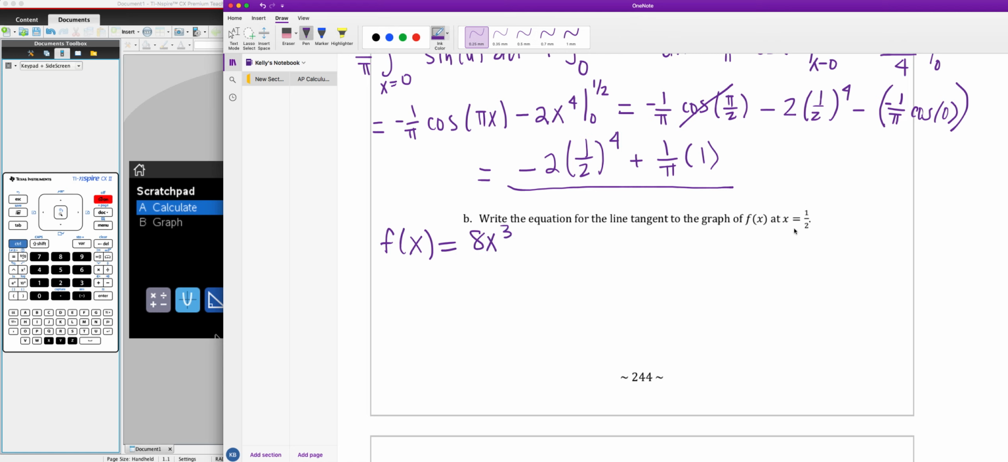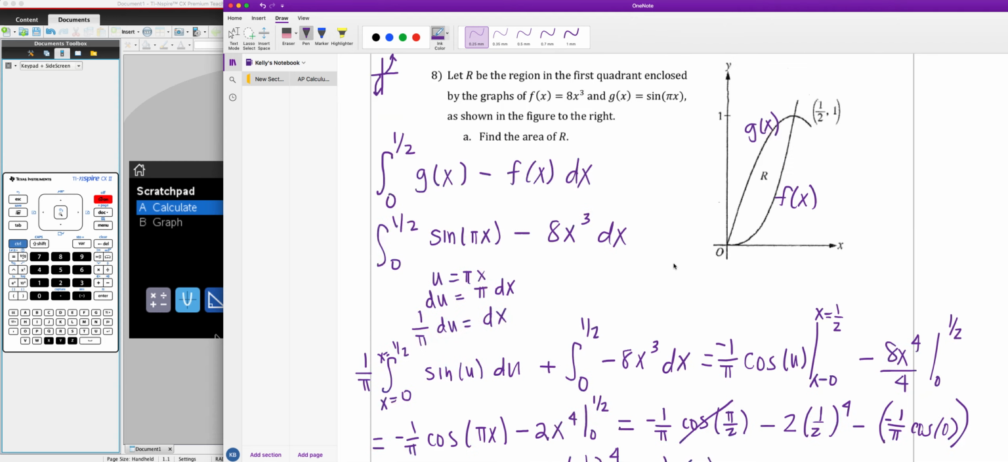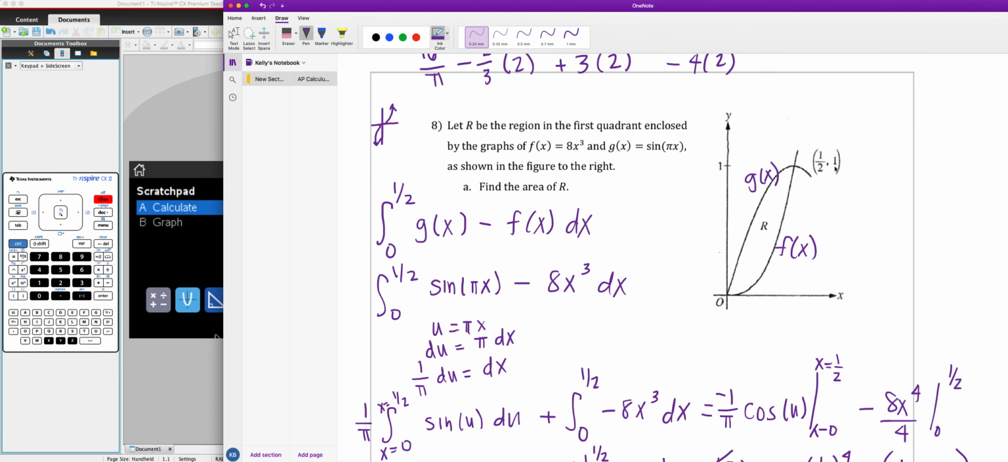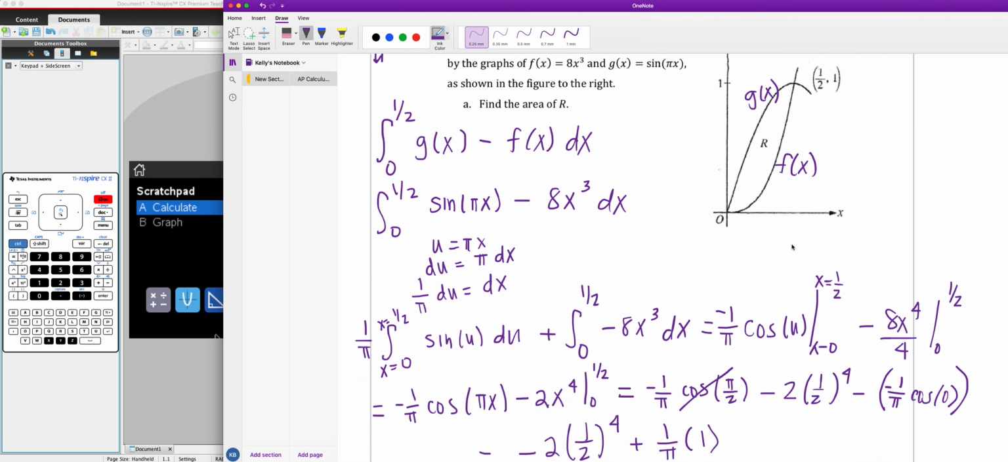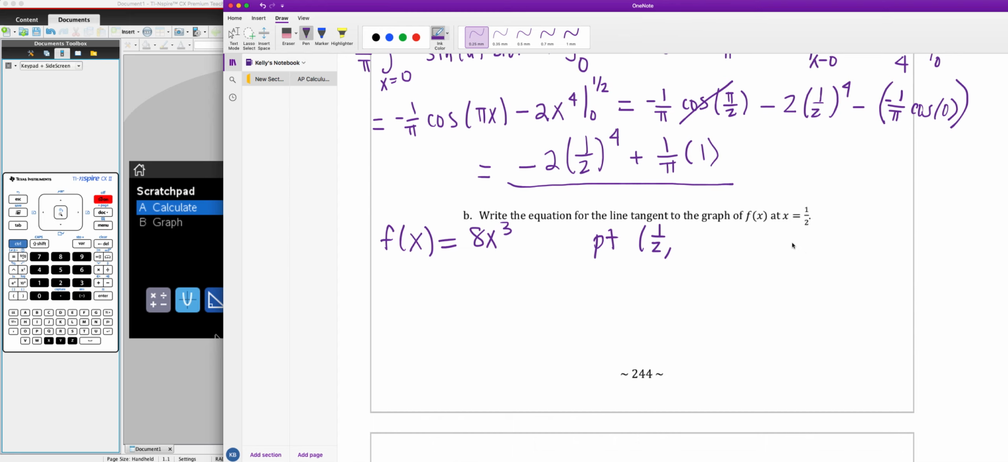and they want the tangent line at x equals 1/2. Well, to get any equation of a line, I need a point and I need a slope. Well, the point they gave me, the point here, if I write it, the x coordinate is 1/2, and if I scroll back up to the graph, I know that at 1/2 comma 1, that is on the graph of f of x. So I have the point value being 1/2 comma 1.